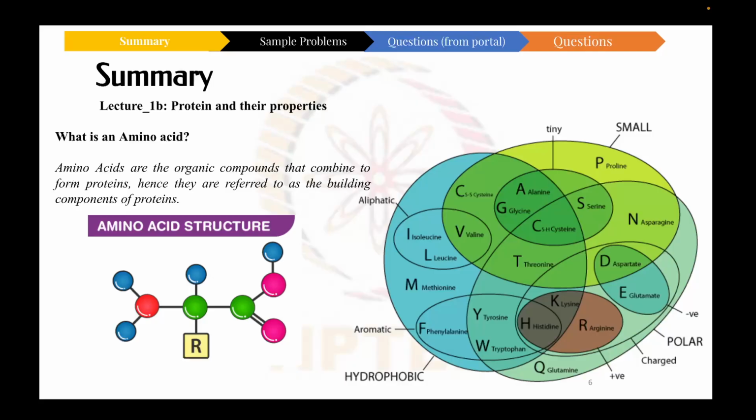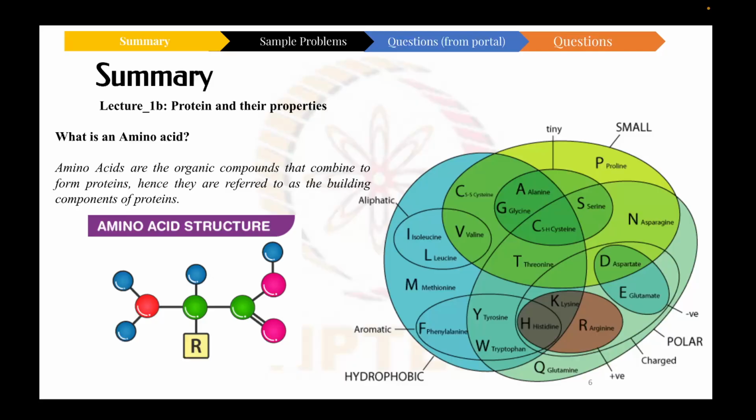Then we have polar amino acids. These polar amino acids have hydrophilic side chains that can form hydrogen bonds. Then we have two classes of charged amino acids, that is positively charged or basic amino acids, and negatively charged or acidic amino acids. The positively charged amino acids include lysine, arginine, and histidine, whereas negatively charged amino acids include aspartic acid and glutamic acid.